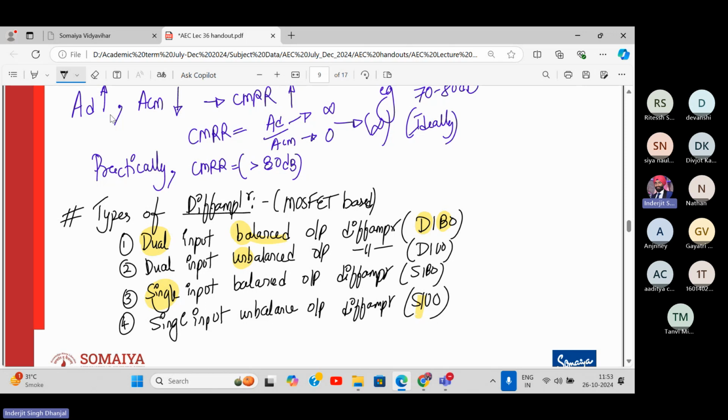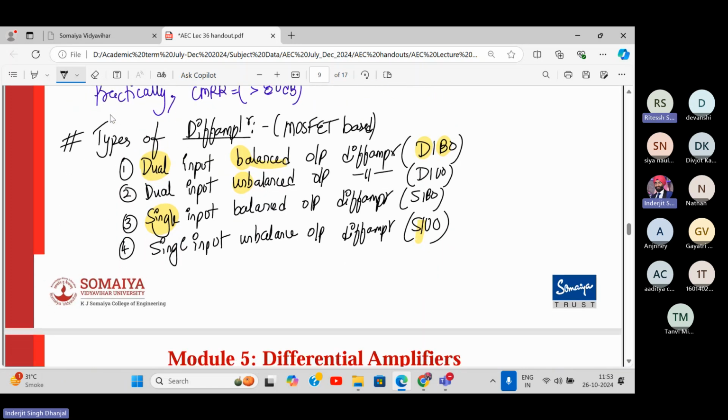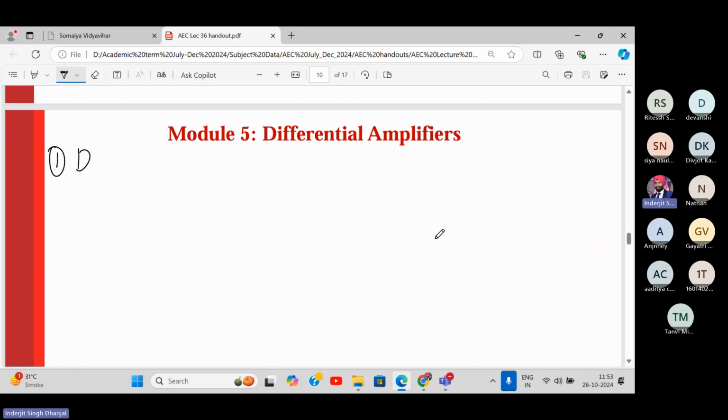So depending upon whether the input is dual input or single input and the output is balanced or unbalanced, we have four categories of differential amplifier. Have we completed? Yes, sir. Okay. Now we'll one by one draw these configurations.